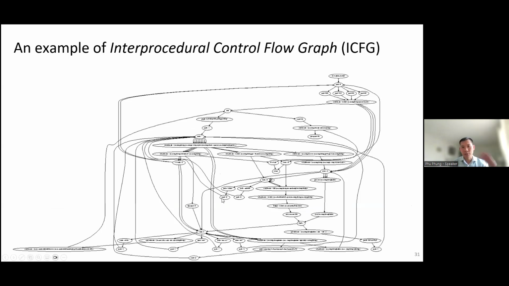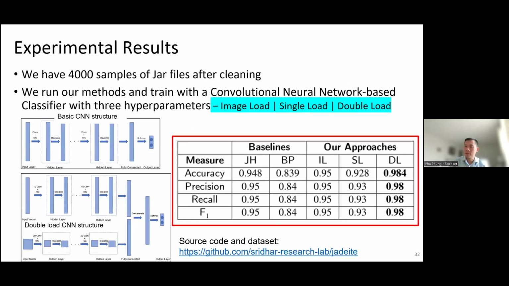And additionally, as I mentioned, we also use additional features as well. In this, we had the experiment on about 4,000 samples of Java. So it's Java bytecode, right? And we run the method with our CNN network classifier, and we have different settings.